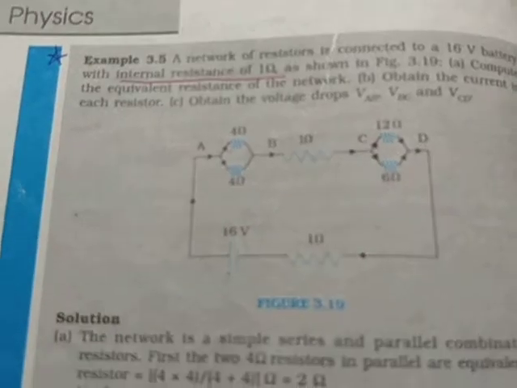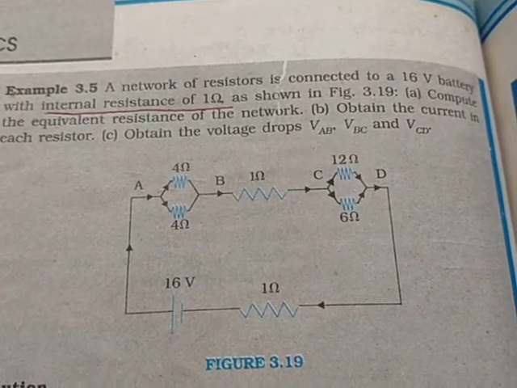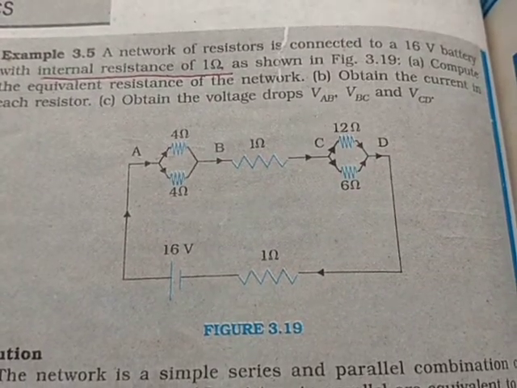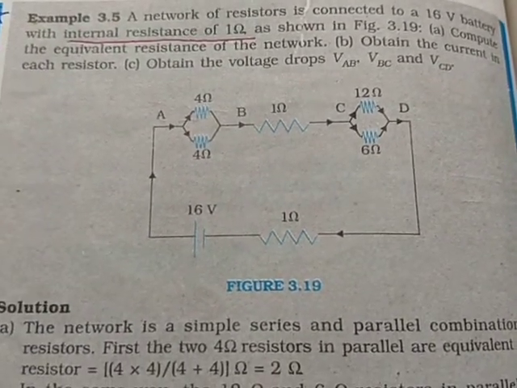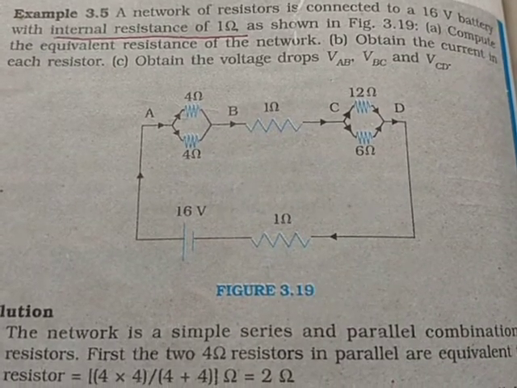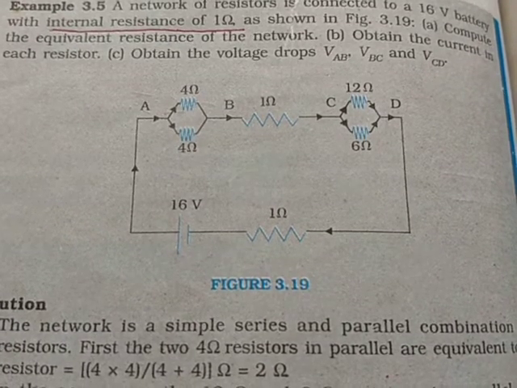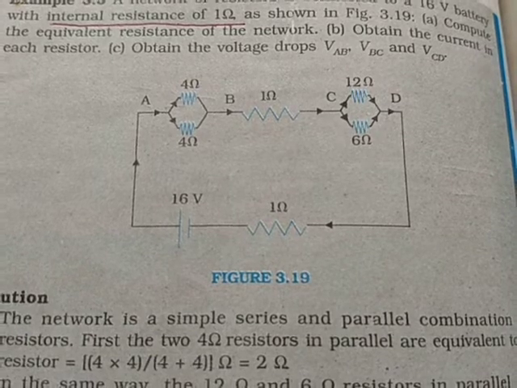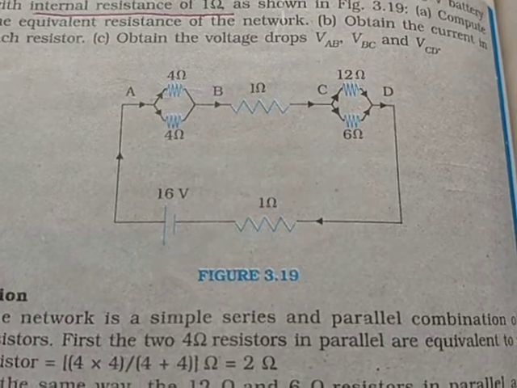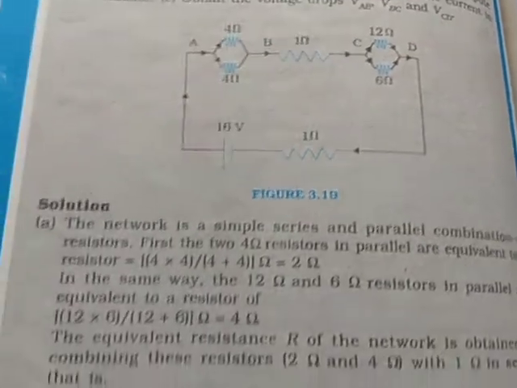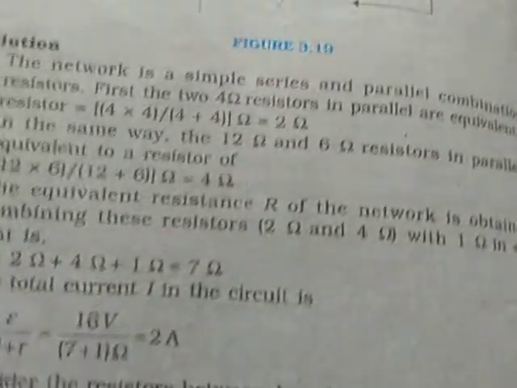Class 12. Today we are going to discuss example 3.5, in which a network is given to us, in which we have a battery applied having 16 volt and internal resistance 1 ohm. Then we have to find the equivalent resistance of this circuit network, and also find the current passing through each arm of the resistance, and also find the potential drop across point AB, across point BC, and across point CD.